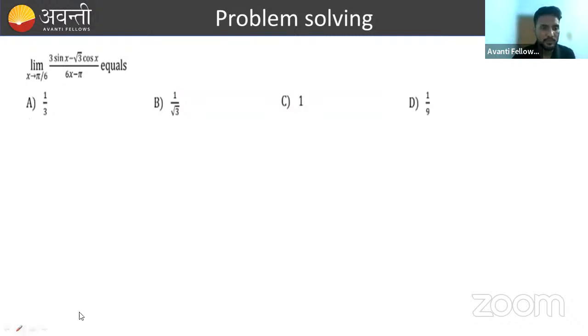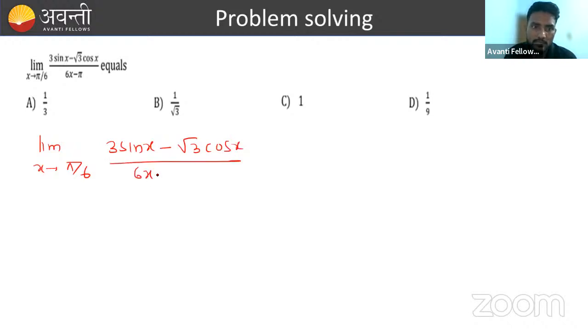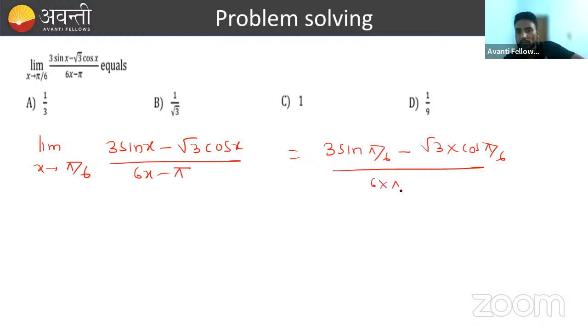This question also seems very easy. Limit x tending to pi by 6, (3 sin x minus root 3 cos x) divided by (6x minus pi). After putting pi by 6, what are we going to get? 3 sin pi by 6 minus root 3 cos pi by 6, and then it is 6 into pi by 6 minus pi. After solving this, you will get 0 by 0 form.